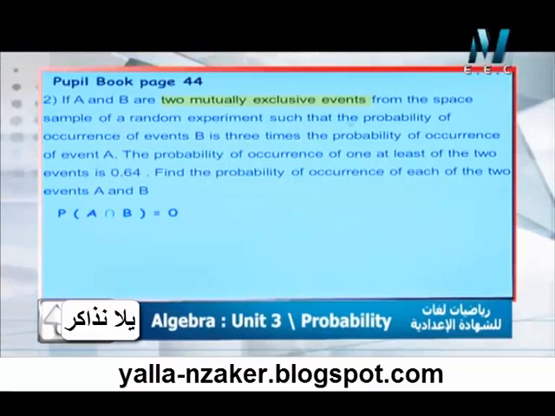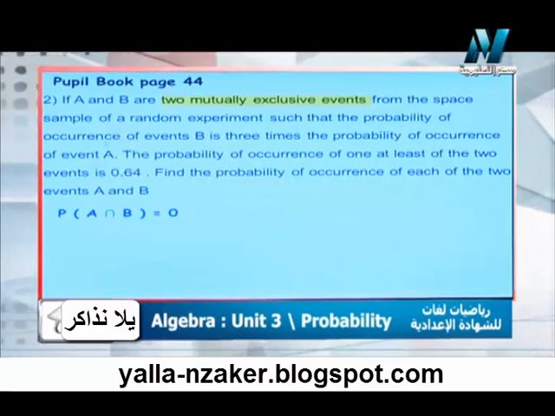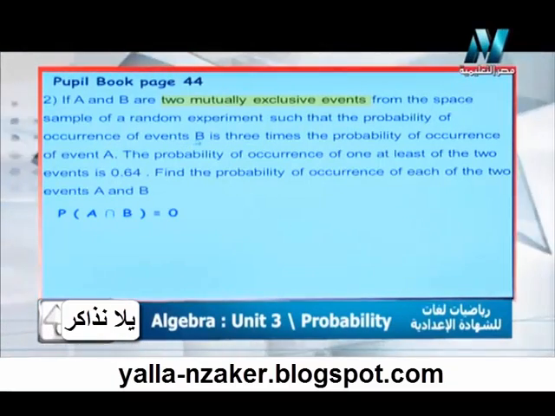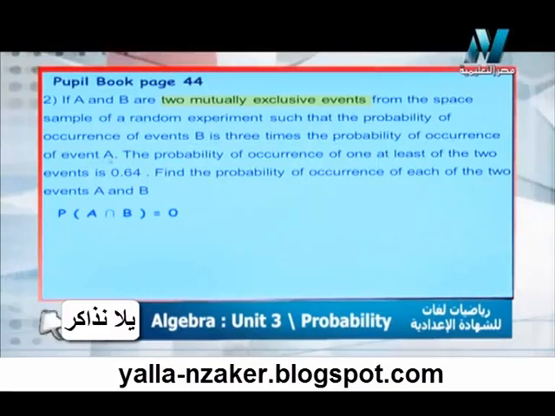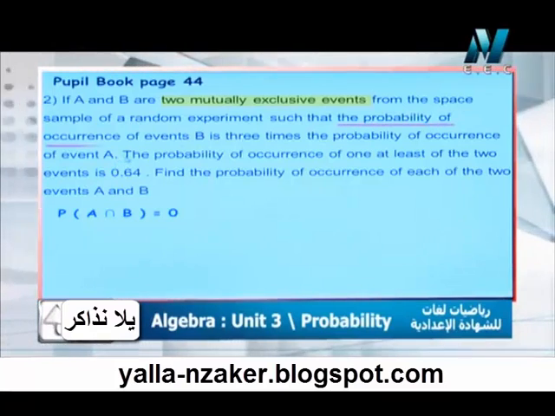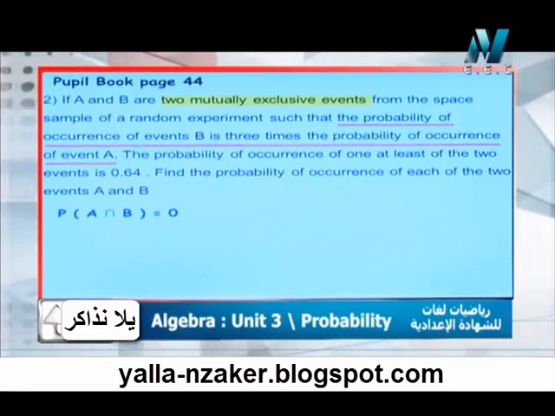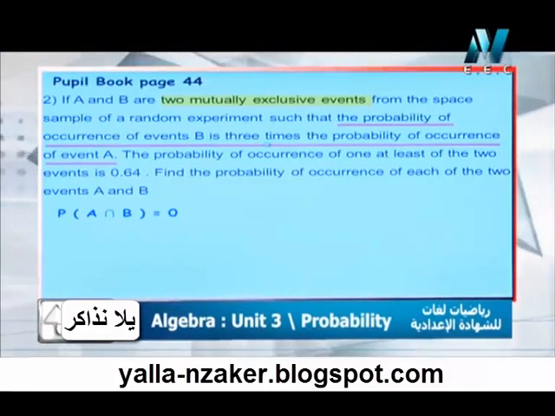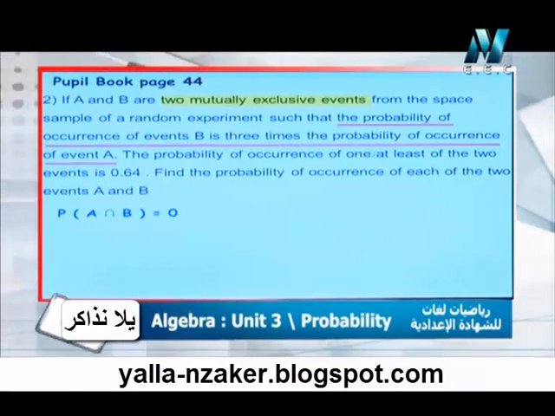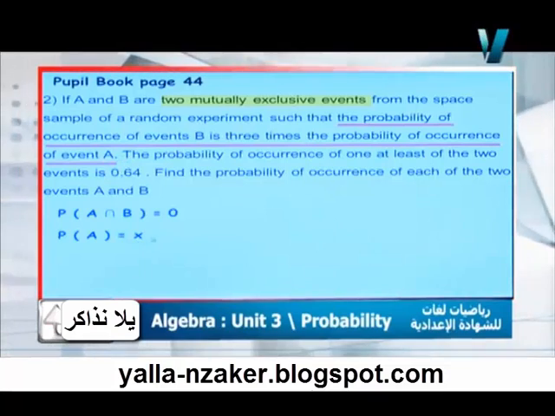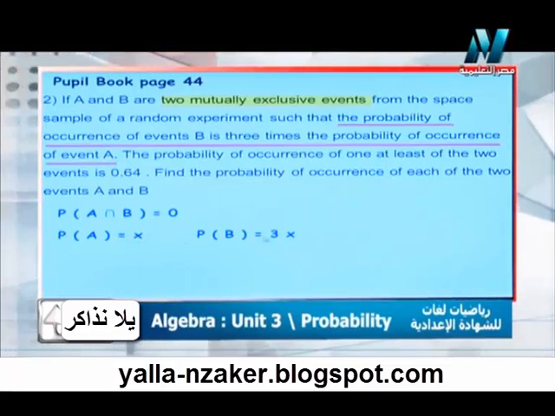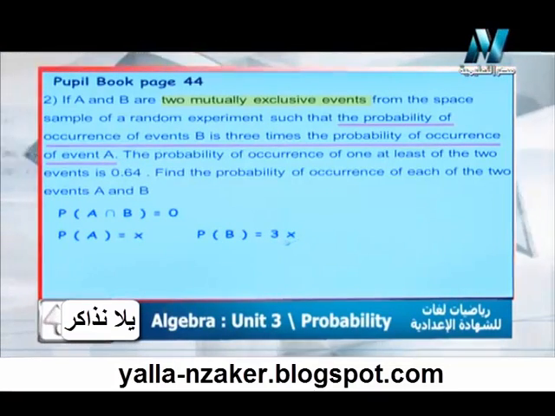Such that the probability of occurrence of event B is 3 times the probability of occurrence of event A. So if I write the probability of event A as x, the probability of B is 3x.